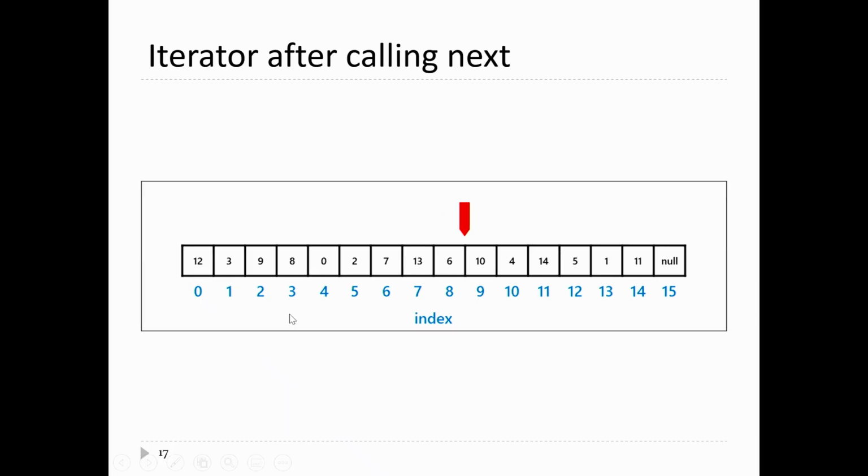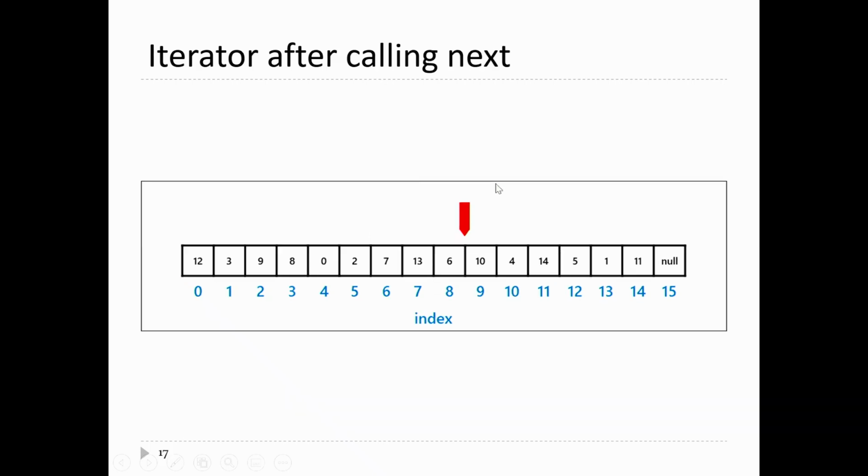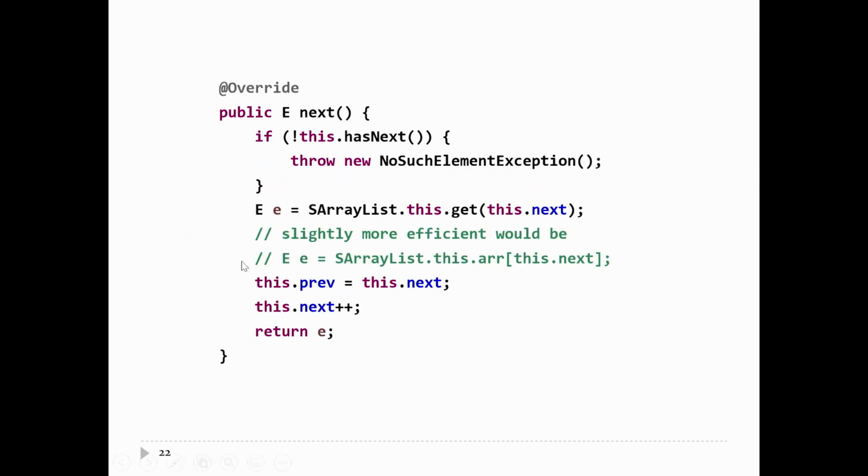implement this picture and this picture. So next should return the next element in the sequence, and it should advance the iterator one position to the right. Okay, so what's the next element in the sequence? Well, it's just the element sitting at this.next. So I can call the get method from the list and pass in the index this.next.